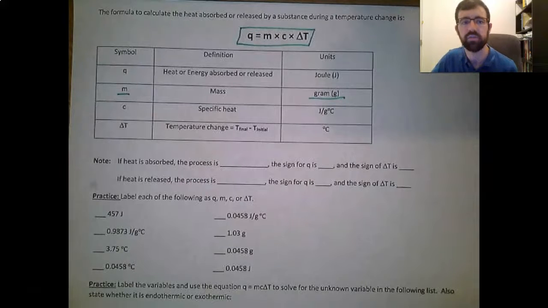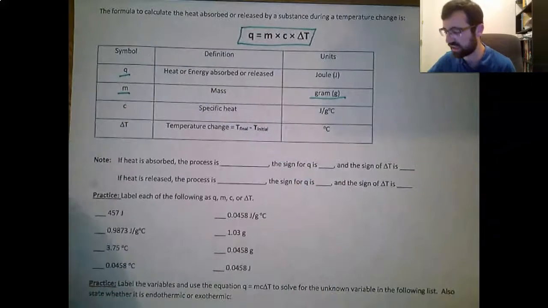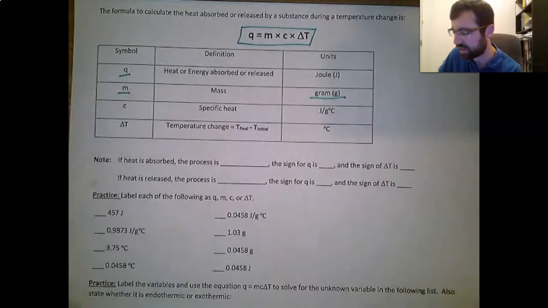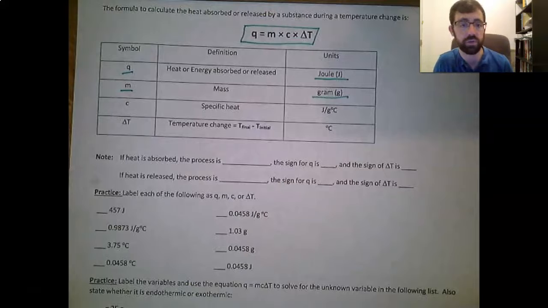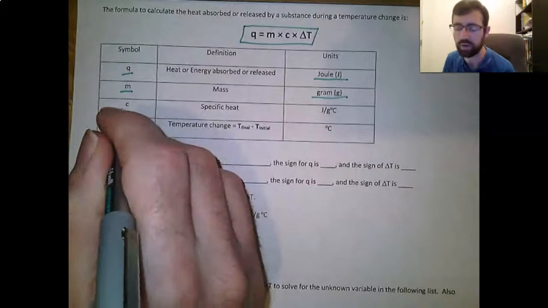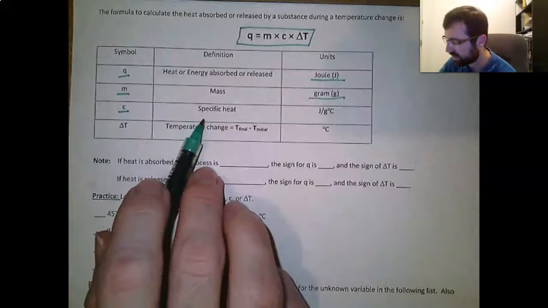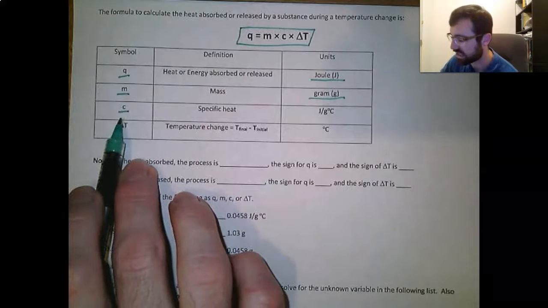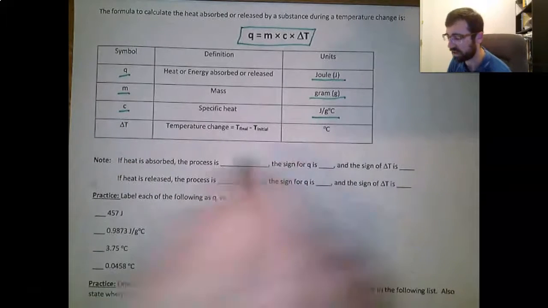But some that you're not as familiar with might be like heat. Q represents either heat or energy that's absorbed or released in a reaction or in any other process. Joules are the unit that we're going to use for that. Then we have this thing called specific heat. You probably haven't heard of that before. Maybe you have, but you might not be as familiar with it. Specific heat is represented by the lowercase letter c. It is units of joules per gram degree Celsius.